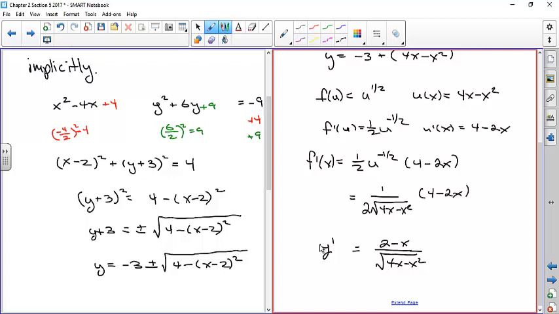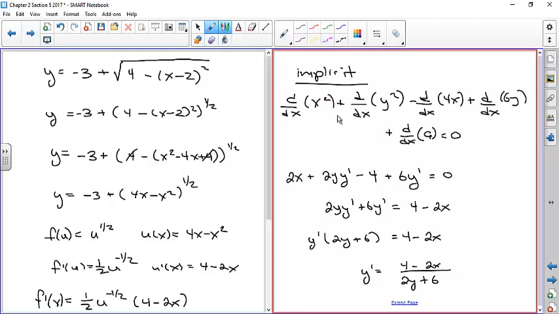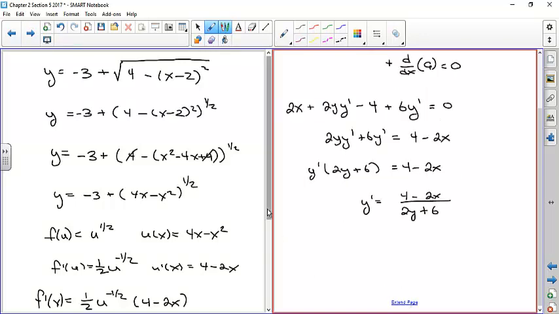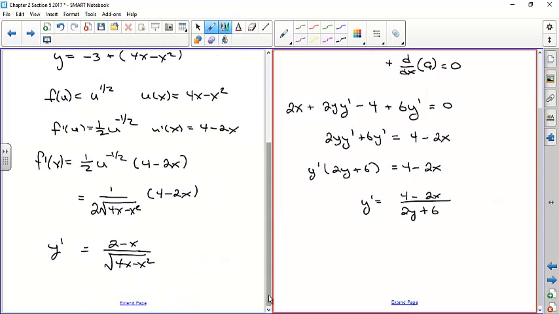And you can see the result doesn't look the same if we compare the two. So here y prime is 4 minus 2x over 2y minus 2y plus 6. But I'm not going to do it, you can prove that they are the same thing. If you take y and plug it in here, and simplify it, you should end up with something like that. Okay.